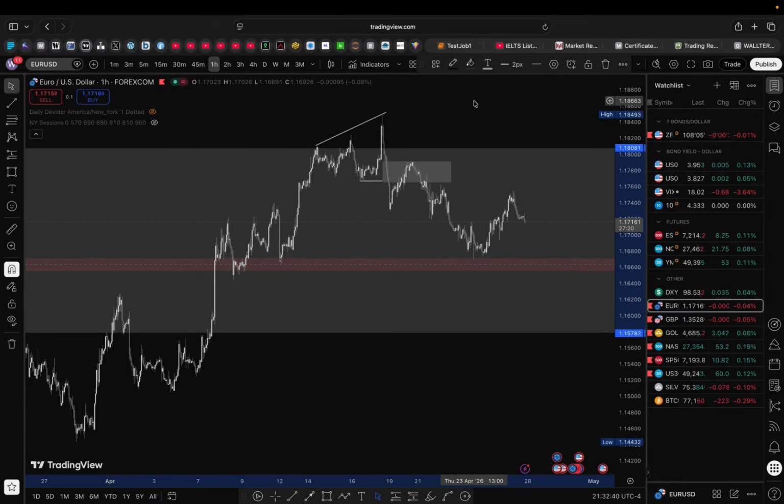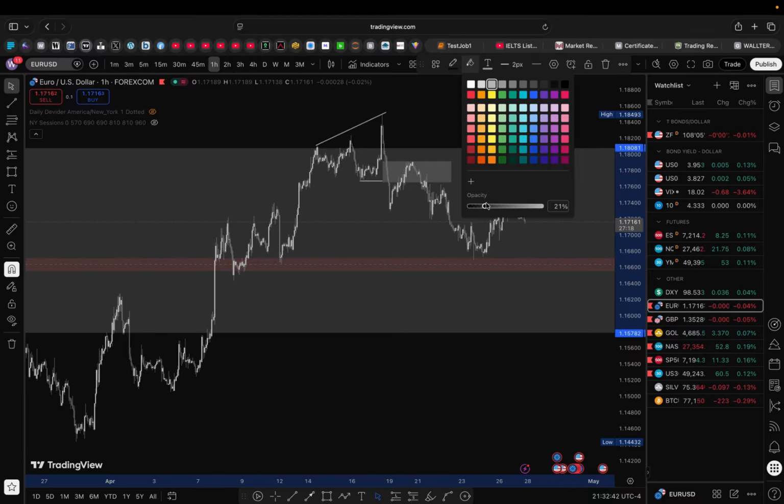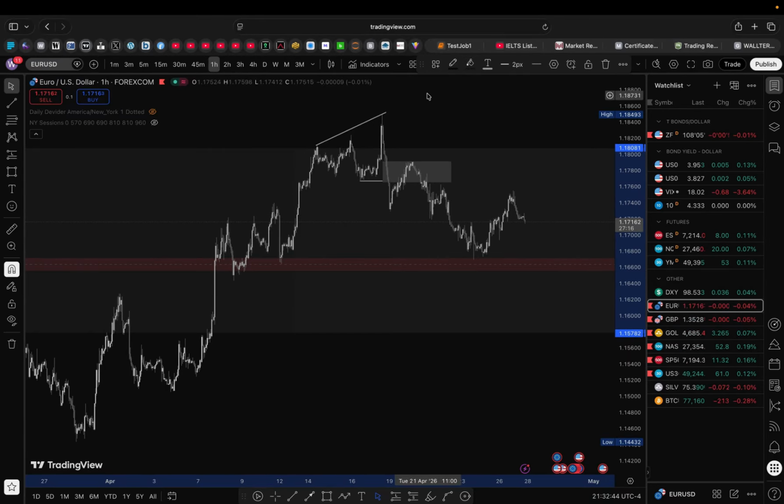I don't like this color for some reason. I don't like it at all. It's better. Let's see. Even better.